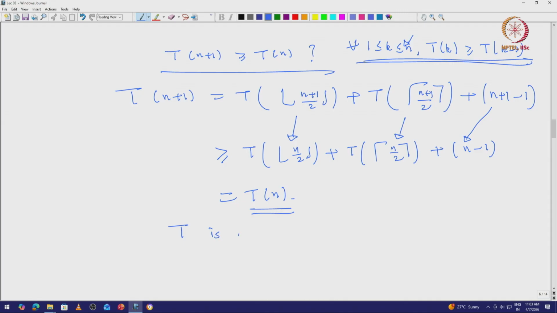T is monotonic for all values of n. How do I prove it? Induction on n. The base case is trivial, n equal to 1. T will have some value, but the complexity is 0. So, it is monotonic for all values of n.